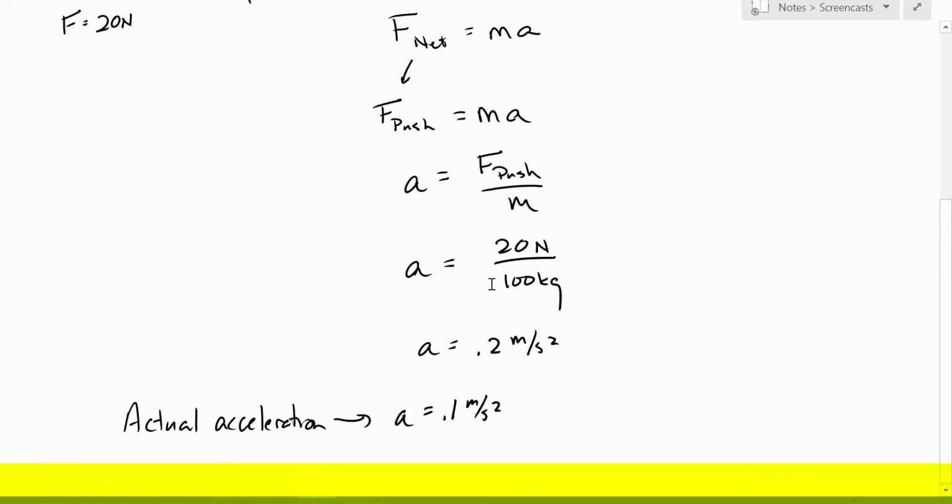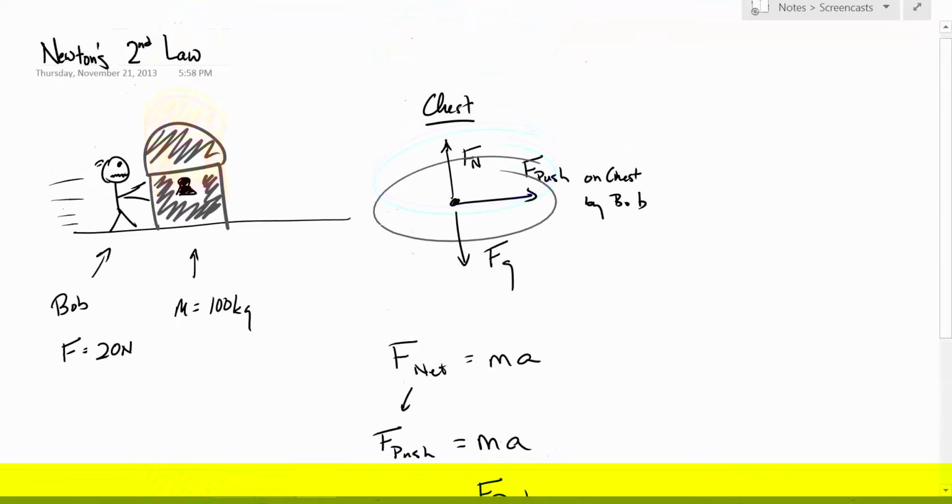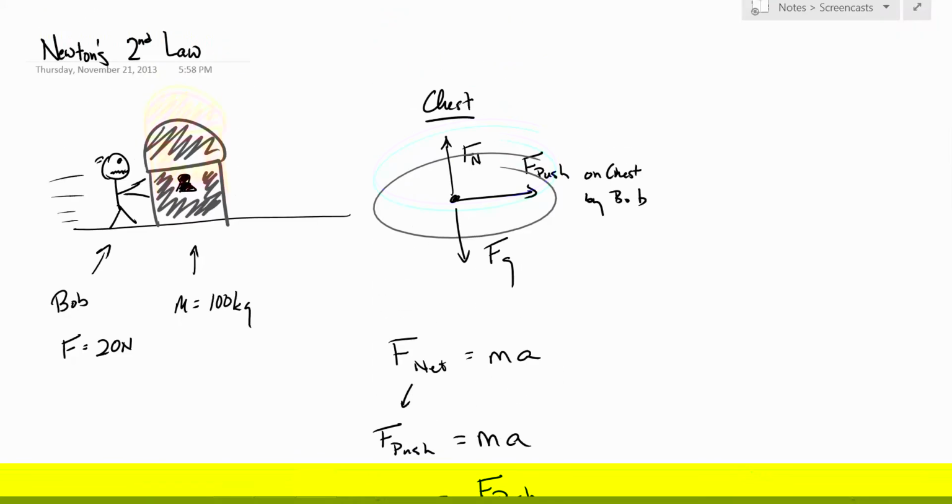This is Bob thinking, what could possibly be going on here? He double checks the mass of the chest at great expense to himself and his lower back. Confirms the mass of the chest is in fact 100 kilograms. He double checks, let's not worry about how he does this, his own strength, and discovers he can in fact apply a force of 20 newtons. So he's got to figure something is wrong here.